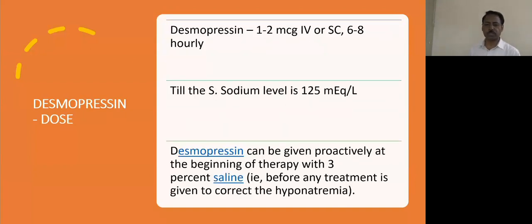And the usual dose is 1 to 2 micrograms. You can give it IV or subcutaneously, 6 to 8 hourly. You give it till the sodium level reaches 125, and this can be given proactively at the beginning of the therapy with 3% saline, that is before any treatment is given to correct the hyponatremia. So that's the other thing that we have to keep in mind as we treat them with desmopressin.